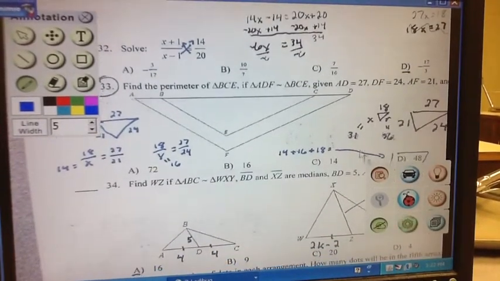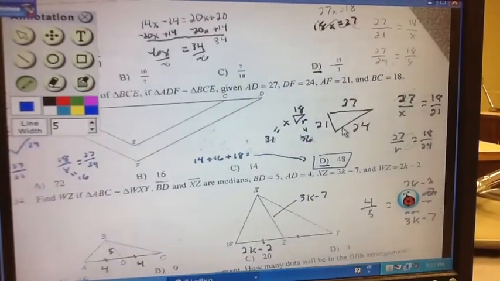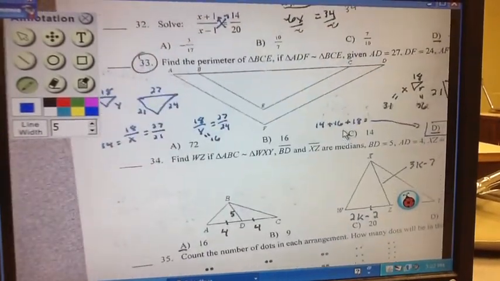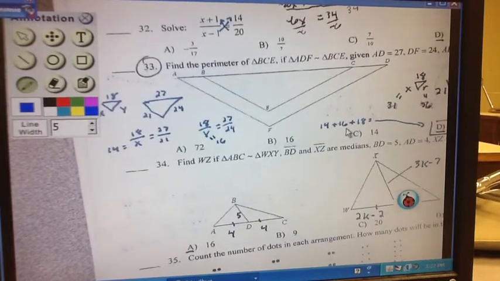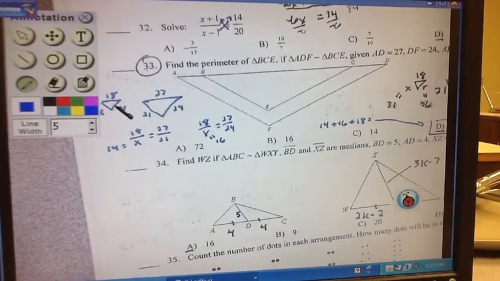Alright, moving on to number 33. Notice I even messed up on 33. Don't want you to look through that. Let's look over here. We're actually told to find the perimeter of BCE. BCE is actually the small triangle. I drew a big one and a small one.